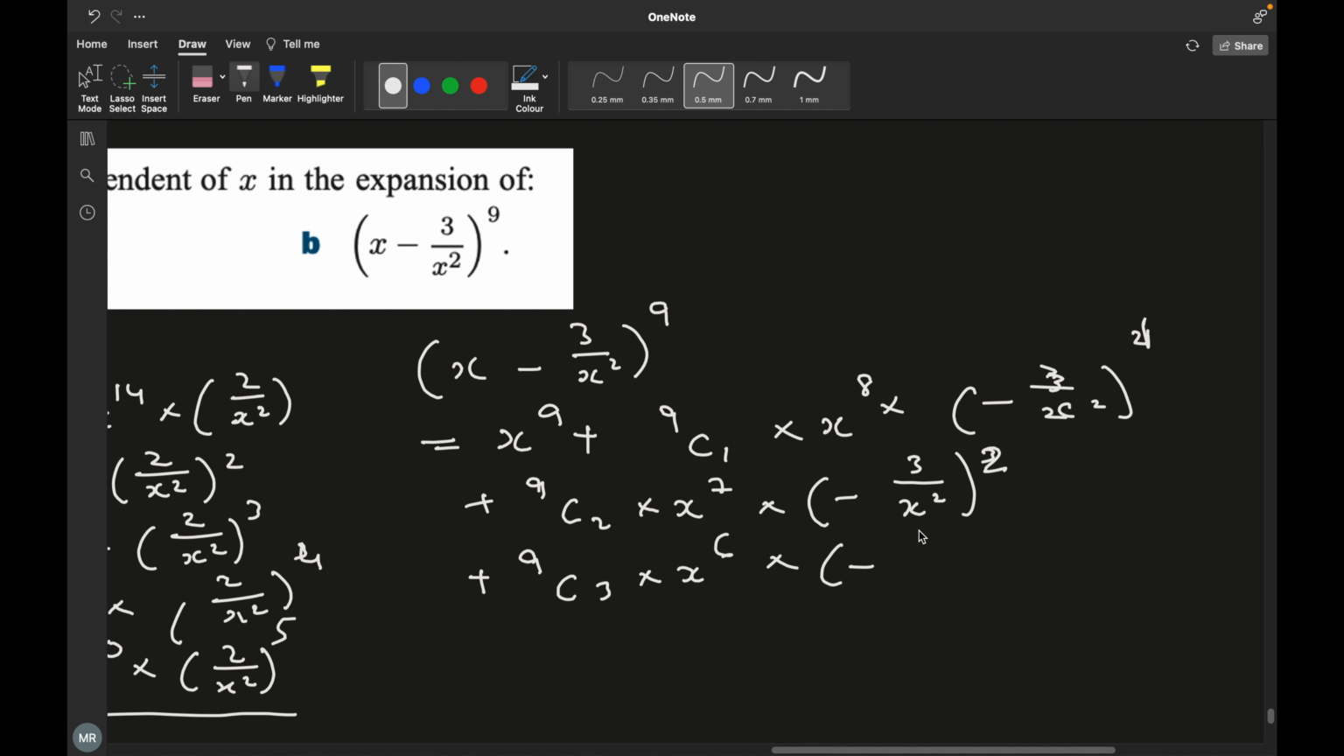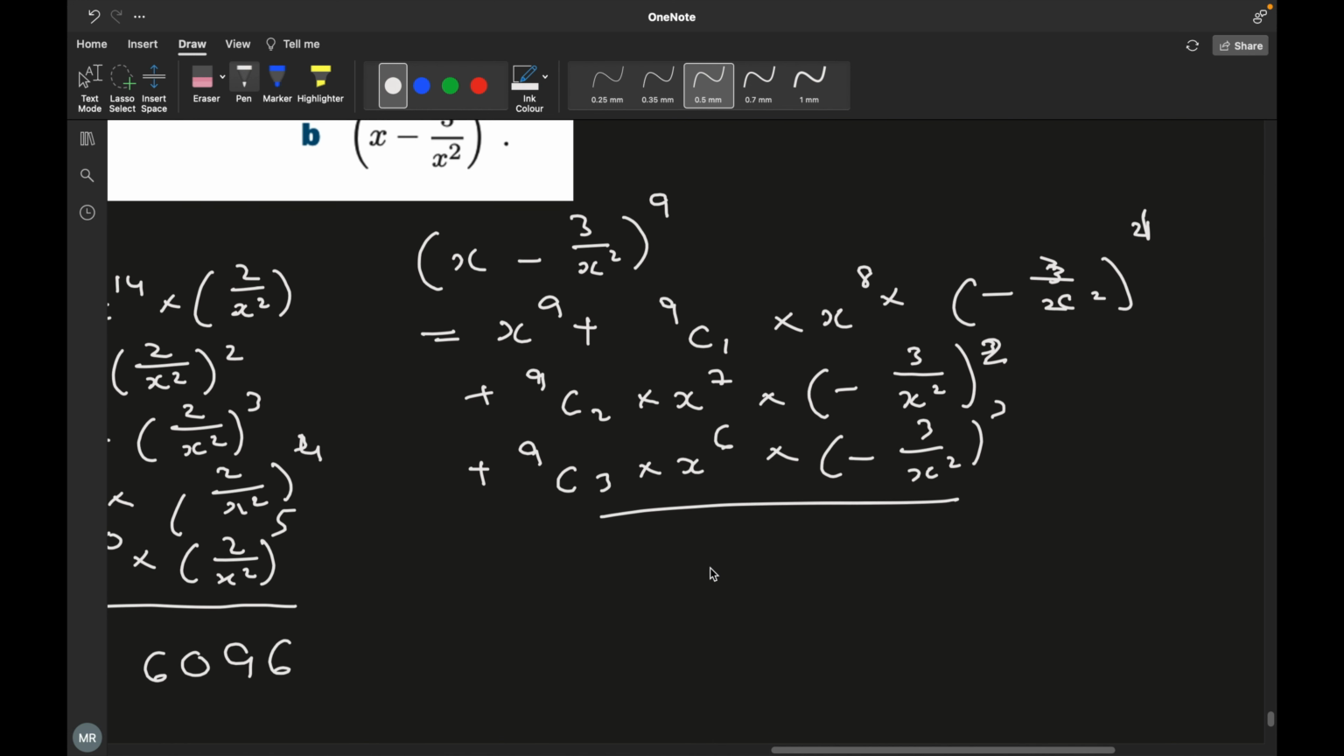I'm pretty sure we found this here. It's this term, because x to the power of 6 divided by x to the power of 6 is 1. So 9C3 multiplied by (negative 3) to the power of 3. This is going to be 84 into negative 27. It's negative 2,268 as the final answer.